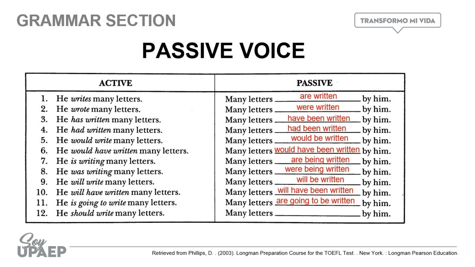He should write many letters. Many letters should be written. So it's the same case as with would and with will. Why? Because should is a modal verb. Okay? So remember, this is very simple. You just have to identify the tense of the sentence, put the verb to be in the tense of that sentence, and then add the past participle of the main verb.